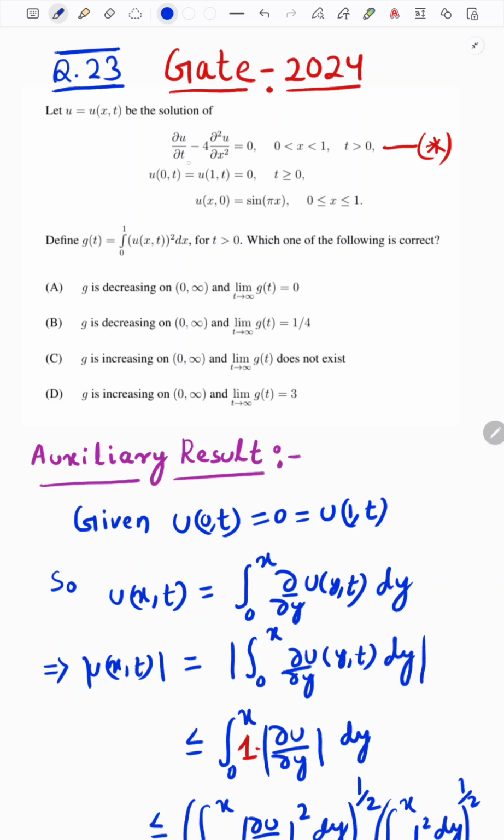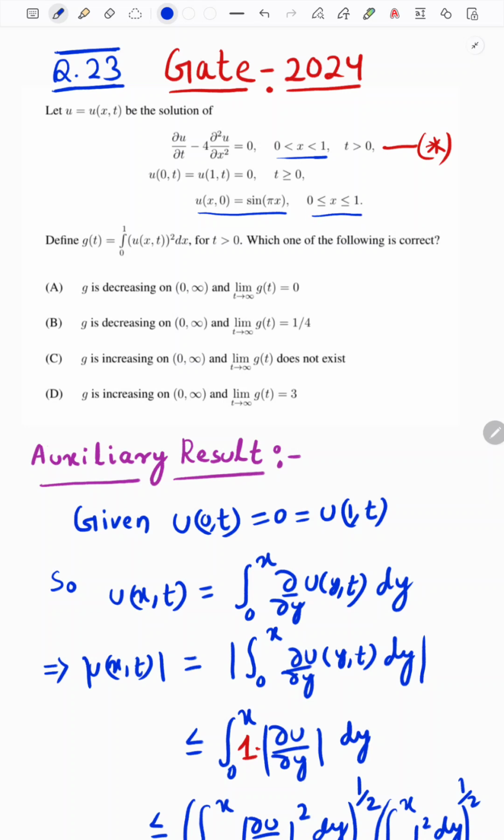It is given that ∂u/∂t minus 4 times ∂²u/∂x² is equal to 0, where x varies over the open interval 0 to 1, and the Dirichlet boundary condition is given, meaning u(0,t) is equal to 0 and u(1,t) is equal to 0. At the boundary the value of the solution is 0, and the initial data at time t equal to 0 is given: u(x,0) is equal to sin(πx), where x varies from 0 to 1.